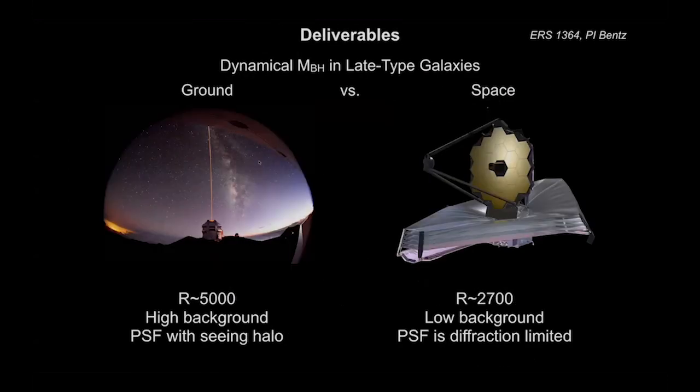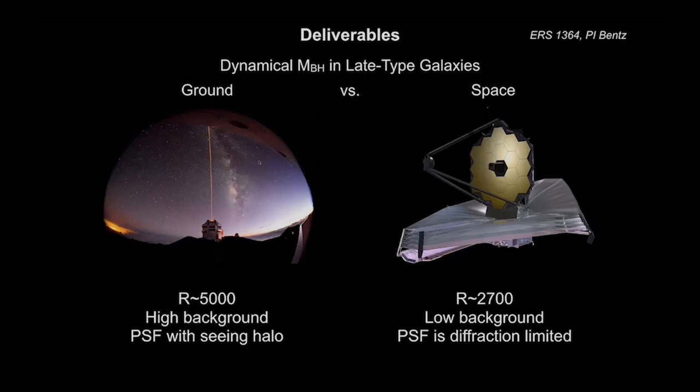So what are we hoping to find with this program? Well, one of the main things we're going to be looking at is how well can you do with stellar kinematic measurements from the ground versus from space. So the JWST program will give us the space-based side of this. We're going to have a moderate spectral resolution, an average of about 2,700 for the spectra we expect to get for NGC 4151. It has very low backgrounds in space because we're not looking through our warm atmosphere. And then the PSF, by definition, is going to be diffraction limited because, again, we're not looking through our atmosphere.